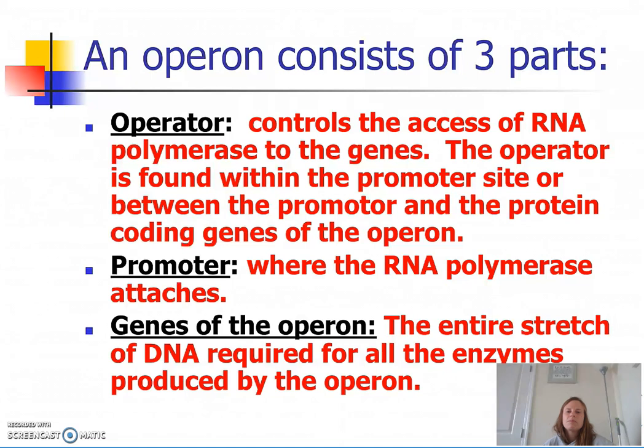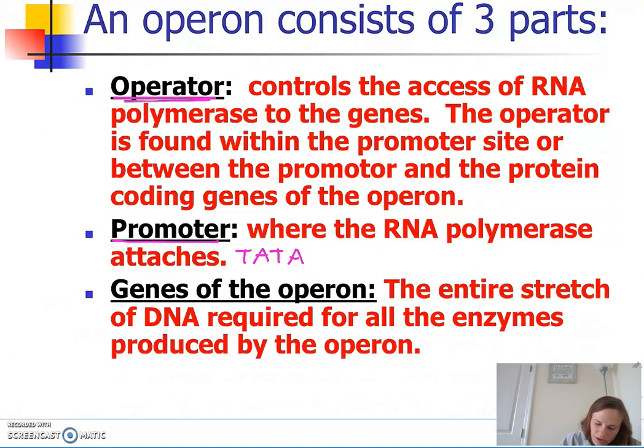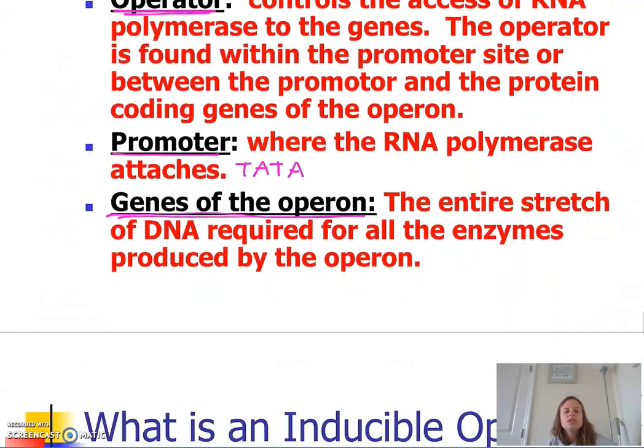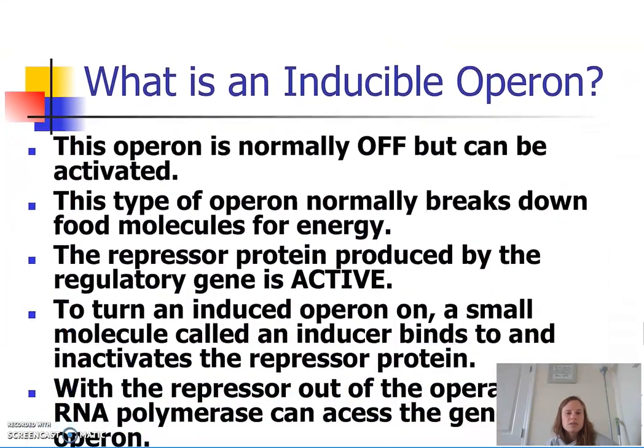So prokaryotes use operons to regulate their genes, where an operon consists of three parts. You've got the operator. The operator is where the repressor is going to bind. The promoter is where the RNA polymerase is going to bind. There's a TATA region within the promoter, and then you've got the genes of the operon. The genes of the operon are going to code for the protein that the prokaryote wants to make. There are also regulatory genes located upstream, which are going to make a protein known as the repressor.